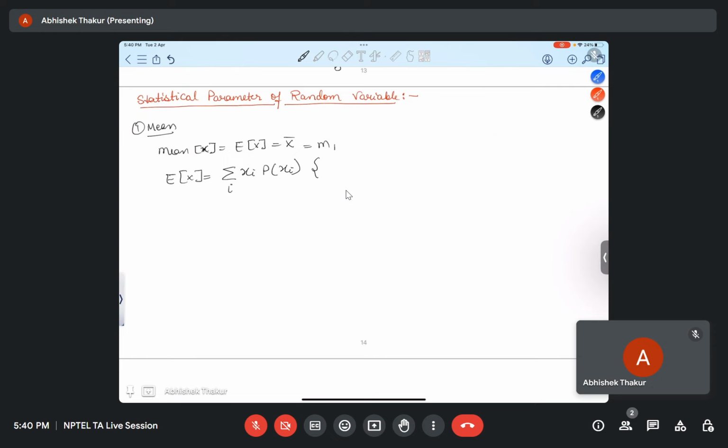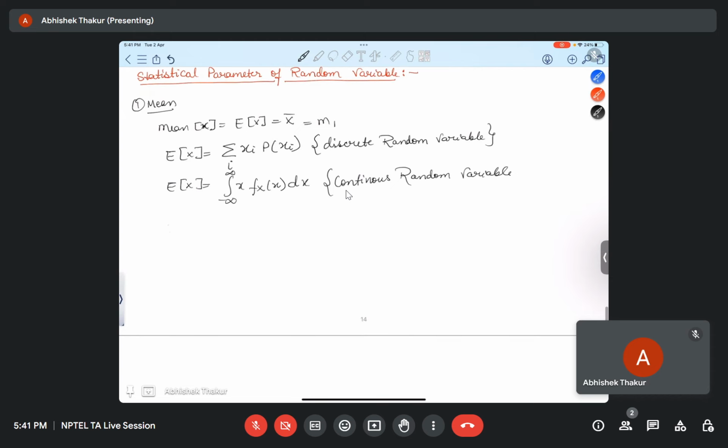This is for a discrete random variable. And for a continuous random variable, E of x is equal to the integration from minus infinity to infinity of x times the probability density function f(x) dx. This is for a continuous random variable.